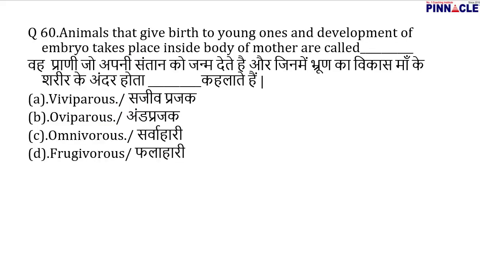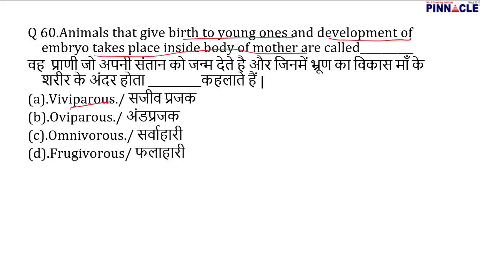And now question number 60 is, animals that give birth to young ones and the development of embryo takes place inside the body of mother are called. So animals are of various types. There are certain animals that give birth to their young ones and the embryo develops inside the body of mother, and those animals are said to be viviparous. And generally all the mammals are examples of viviparous. In fact, we human beings are also examples of viviparous. While viviparous are different from oviparous. Oviparous generally lay eggs instead of giving birth to their young ones. So for question number 60, viviparous is the correct option.